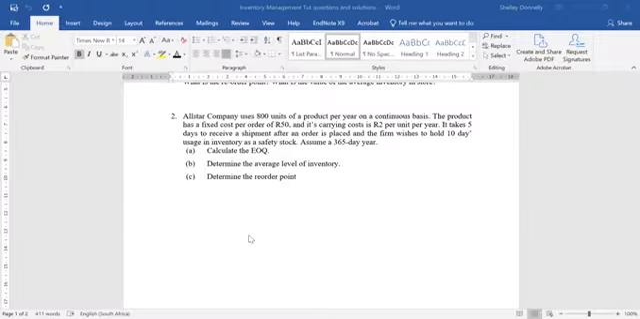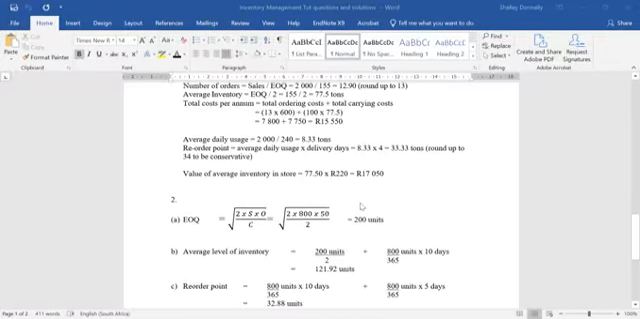It says that the EOQ, the optimal order quantity, can be calculated by finding the square root of 2 times the sales units per year, so it'll be 800, times the fixed cost per order, which is 50, divided by the carrying cost, another word for that is the holding cost. That is 2 Rand per unit. Okay, so let's see the solution.